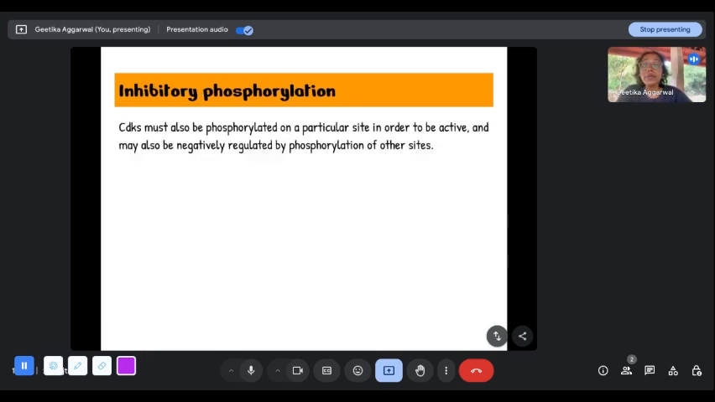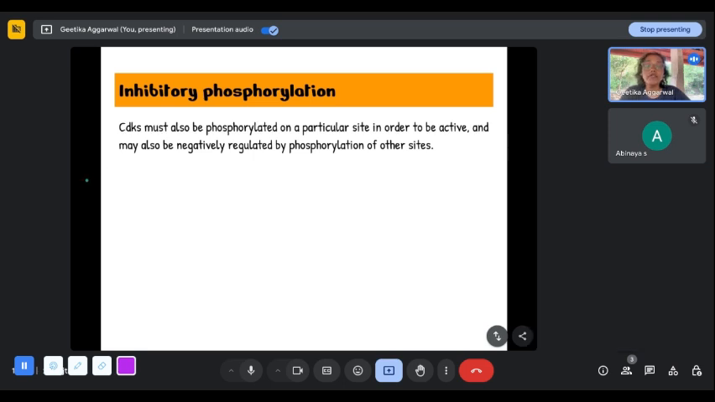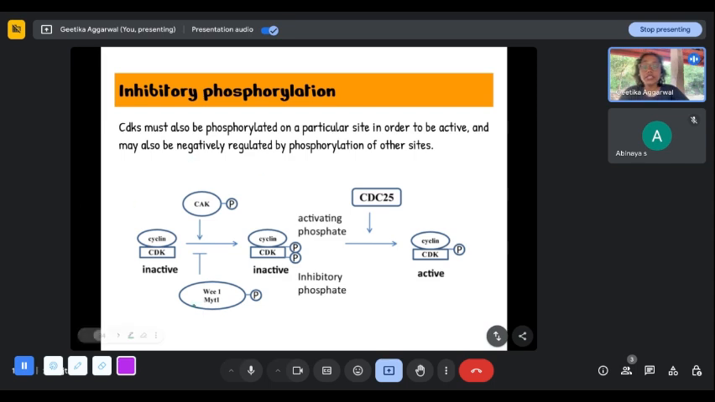Talking about inhibitory phosphorylation. The CDKs, as we mentioned, are activated by cyclins. If the cyclins are present, they are activated. But there is also something called inhibitory phosphorylation. The CDKs have certain sites, and to be activated, they need to be phosphorylated on one of these particular sites. But they can also be negatively regulated, and this might happen by phosphorylation of these other sites. As you can see in this image, this is a cyclin CDK, and it is inactive because it is not phosphorylated at the correct sites.